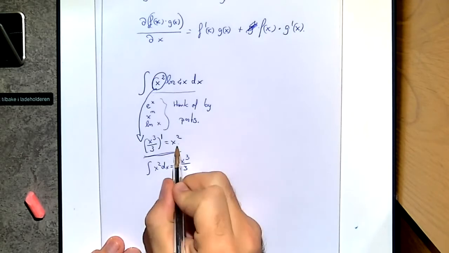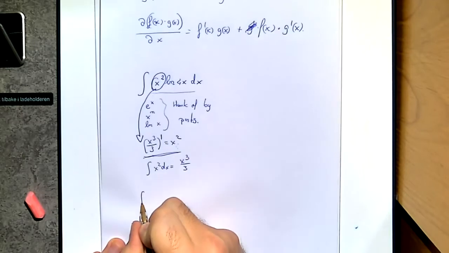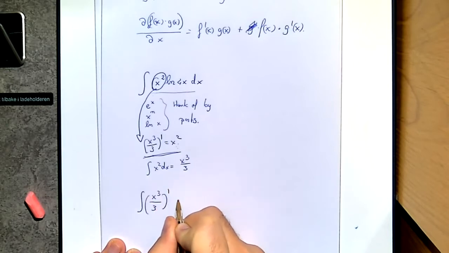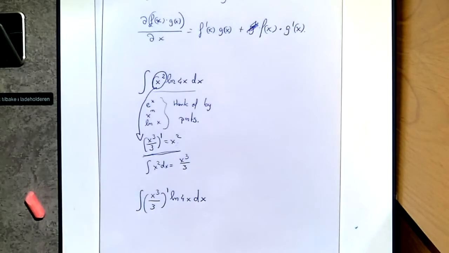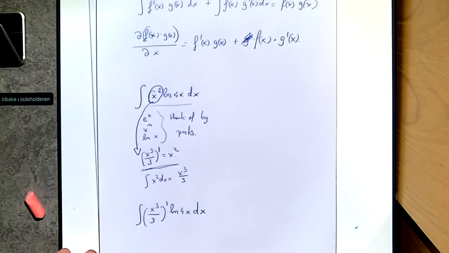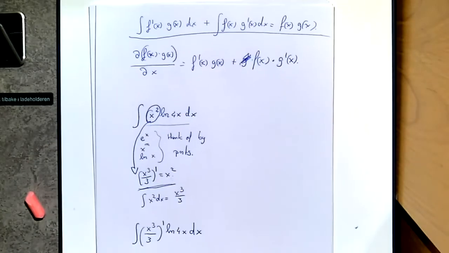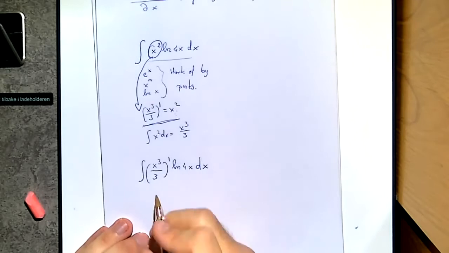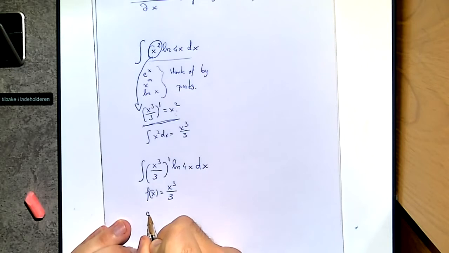Now, let's look at my equation. I just replace my x squared inside there with this derivative. So I get x to the third over 3 derivative, log of 4x dx. Now keep in mind, I want to apply this formula here. So let's just write it with f and g. In this case, my f of x is x to the third over 3, and my g of x is log of 4x.